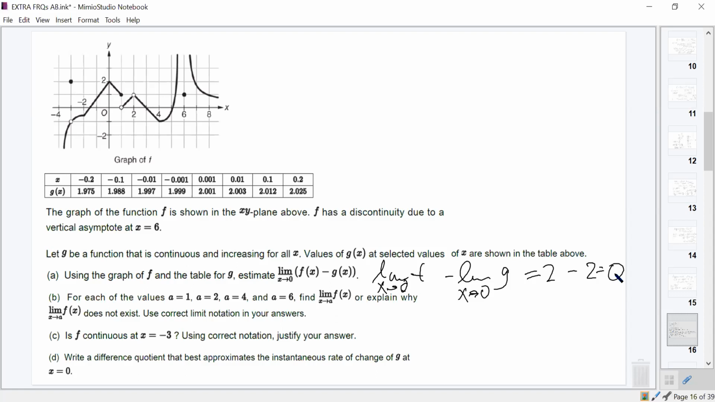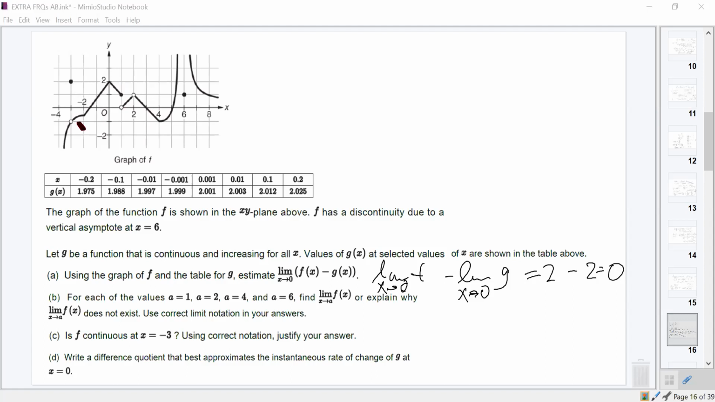Wonderful. All right, for the second part, we've got a equals 1, 2, 4, and 6. Find the limit as x approaches a, or explain why it doesn't exist. So I'm not going to write everything out here, but if we're talking about a equals 1, we would say that at a equals 1, that limit does not exist, because from the left and from the right, it approaches different values. Everybody good with that?